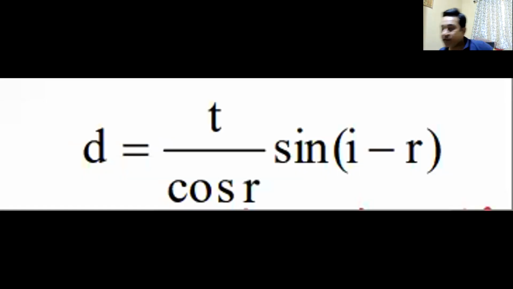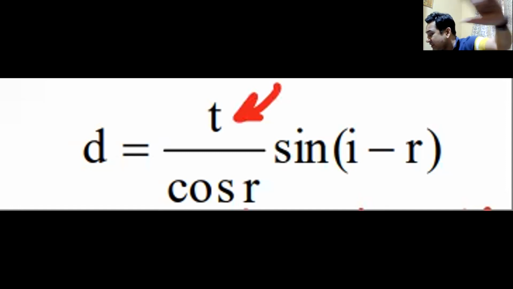The value of the lateral shift D is T. Now, what is this T? This T is the original thickness of the slab. R is the angle of refraction. I is the angle of incidence. And this is the formula that you must remember. D is equal to T by cos R into sine of I minus R. I hope you have noted it down.